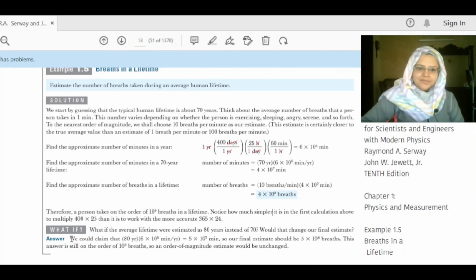We could claim that 80 years times 6 times 10 raised to power 5 minutes per year is equal to 5 times 10 raised to power 7 minutes. So our final estimate should be 5 times 10 raised to power 8 breaths. This answer is still on the order of 10 raised to power 9 breaths. So an order of magnitude estimate would be unchanged.